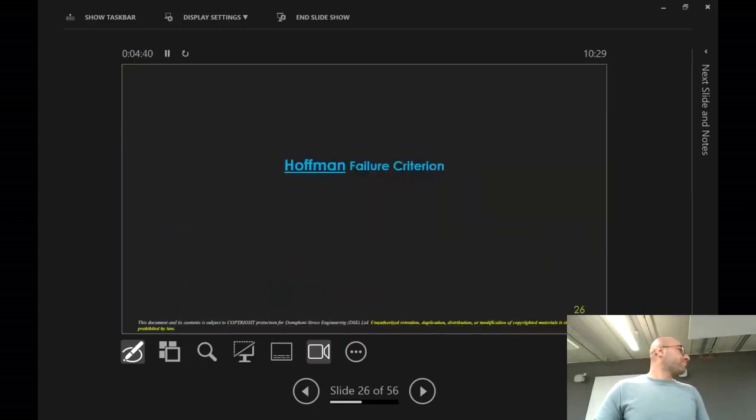Another one was Hoffman. That's quite a famous one. They use it to some extent. Altair HyperWorks uses Hoffman. Abaqus purely uses Tsai-Wu. I don't know about ANSYS, so you might need to check what ANSYS uses. I'm not an ANSYS guy. But Hoffman is formulated into Altair HyperWorks, HyperMesh, and OptiStruct.